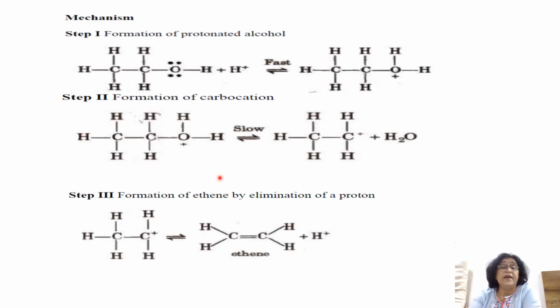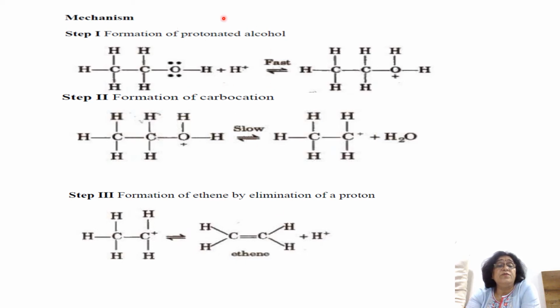Okay, now let's see the mechanism of the reaction. Mechanism involves 3 steps. First step is the formation of protonated alcohol. Second is the formation of carbocation. And third is the formation of ethene by the elimination of a proton.